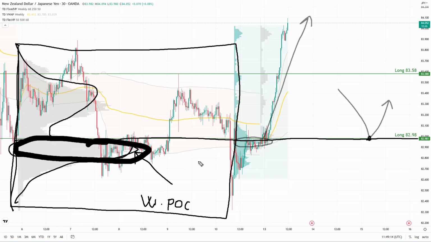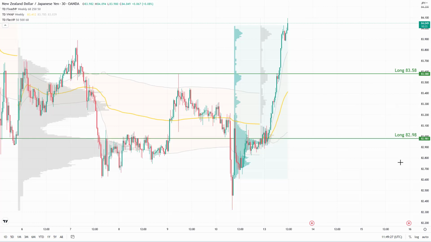So that's why this should work as a support, and the price should bounce off this support. All right, so the level is 82.98. What we need to do now is just wait for the pullback and take it from there.